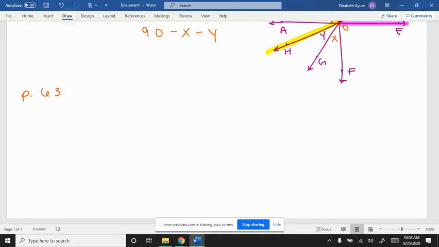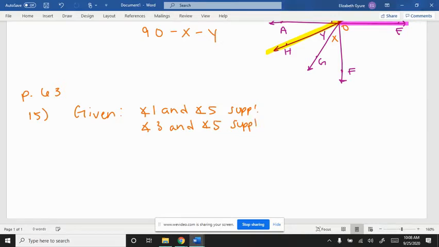So that way we can kind of look at this diagram. So we were given that angle 1 and angle 5 are supplementary, and that angle 3 and angle 5 are supplementary. We want to prove that angle 1 is congruent to angle 3.